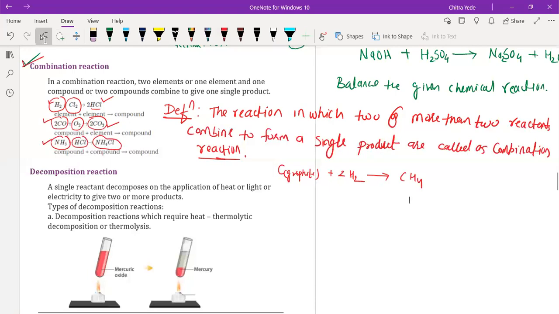Let me check if somebody is in the waiting room. Drishti.